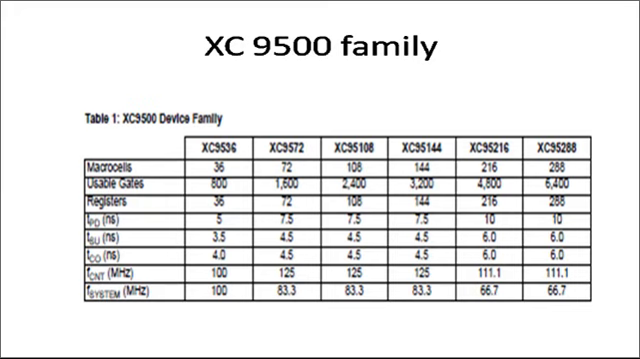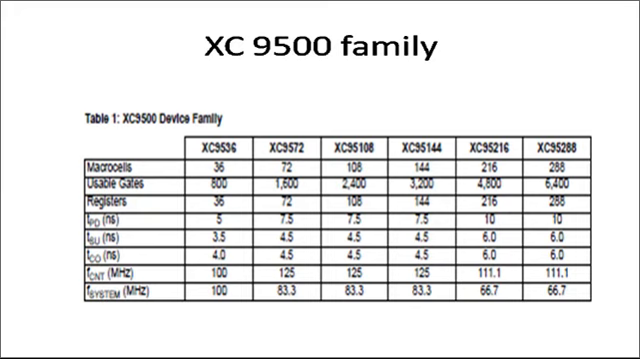If you see the features of the 95 series, you might have seen microcells ranging from 36 to 288 and usable gates ranging from 800 to 6400. This is a feature of the 9500 family, and these are the different devices available in the 9500 series. Now listen, we are now going to talk about each and every block of the CPLD in detail.